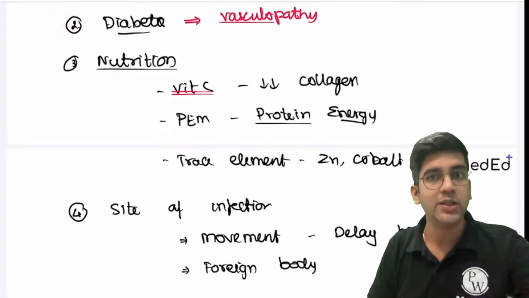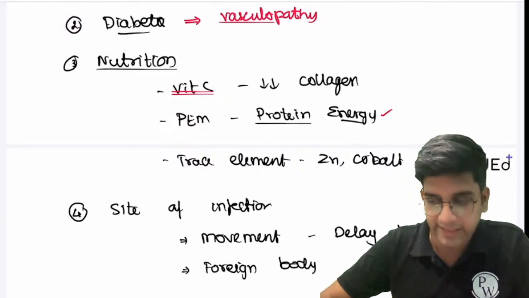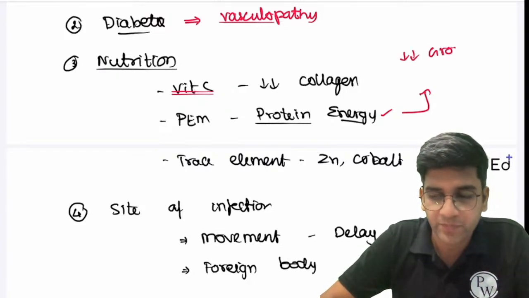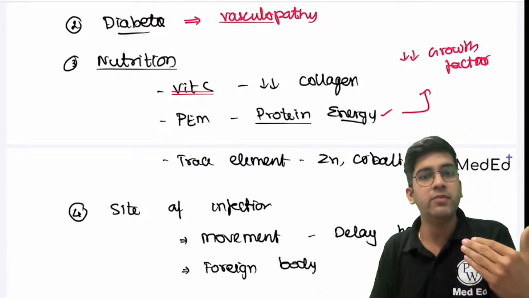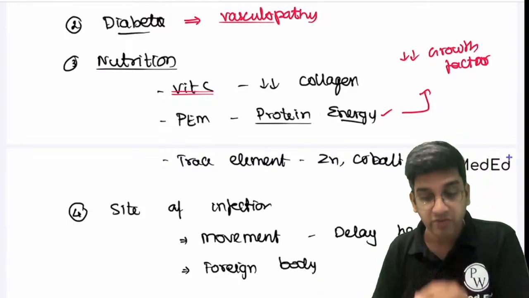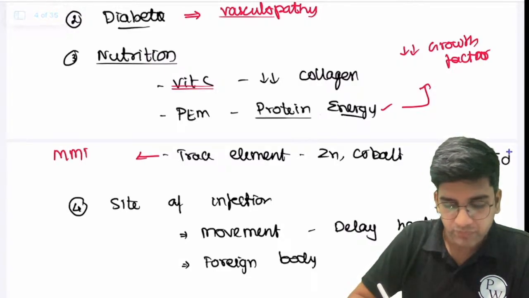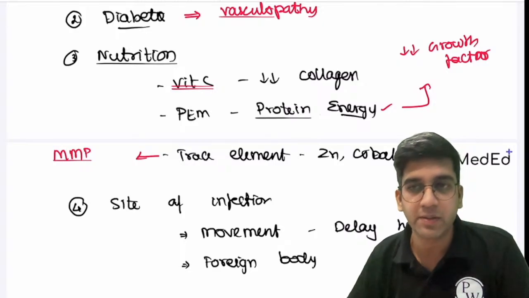Vitamin C is required for my collagen formation. So scurvy will have a delayed wound healing. Protein energy malnutrition will have a delayed wound healing for sure because this will reduce all the growth factors. I need growth factors for proper wound healing. Growth factors are proteins. I will not be able to produce the protein, so it will delay. Trace elements also will cause a problem because they are involved in my matrix metalloproteinases. So the remodeling, everything will be a problem.